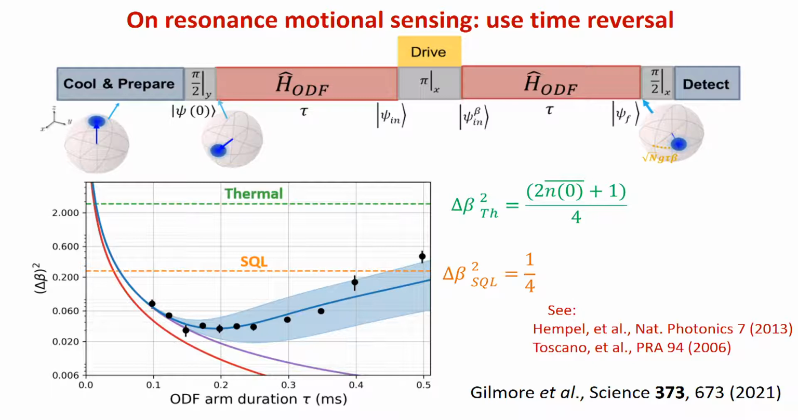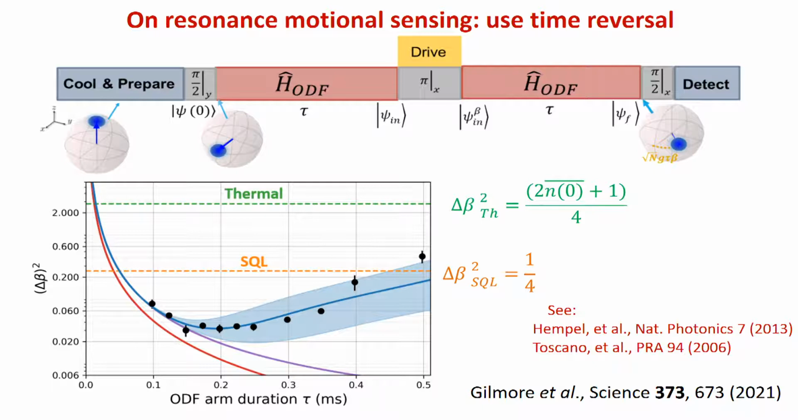The red curve is theory without any decoherence. The blue curve includes decoherence due to off-resonant light scatter, and this goes down to about 40 times below the ground state wave function. And the ground state wave function size is our standard quantum limit here at a quarter. For short applications of the spin-dependent force, we get good agreement with this theory given by the purple line, but it deviates as this time gets longer.